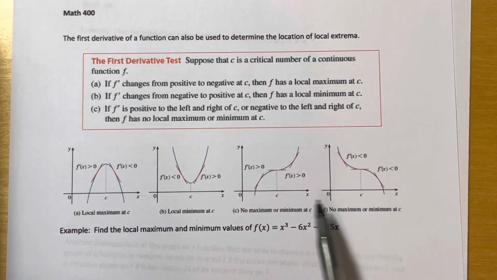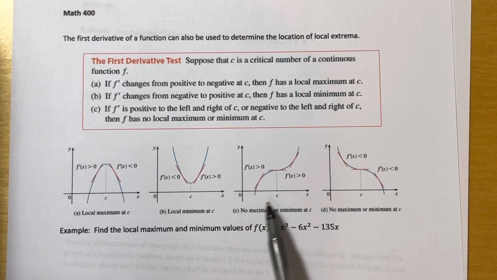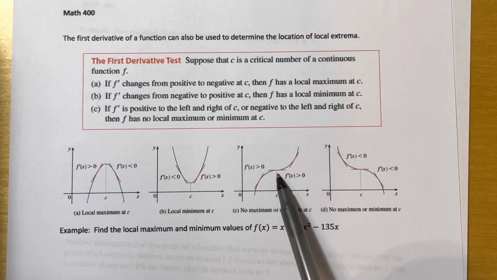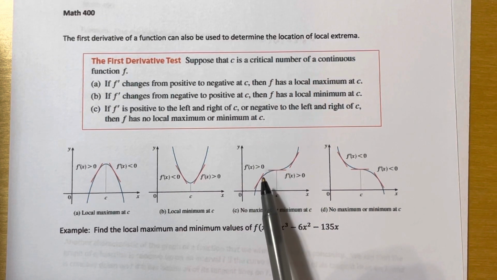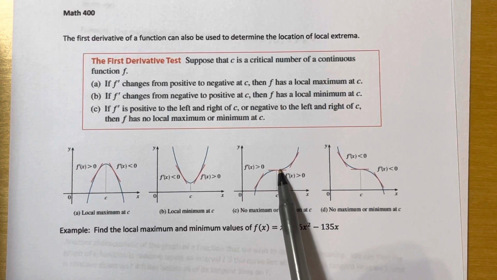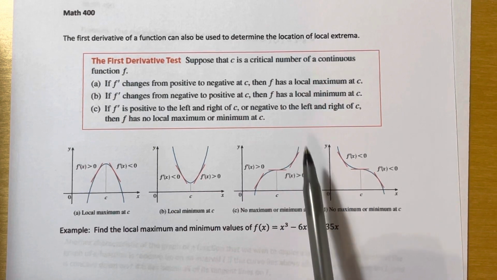Part C and D, graphs C and D here, correspond to part C of the first derivative test. Here I have a critical number. This looks like a cubic function. So there is a place right here where the derivative is equal to 0, but we're increasing up to that number. We hit that place where f prime equals 0, and then we increase again away from it.